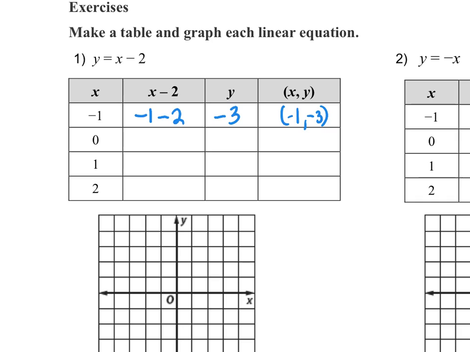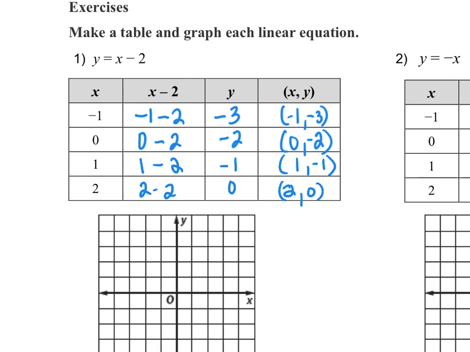The second point would be 0 minus 2, so it would be negative 2. And our point would be (0, -2). And then this point would be 1 minus 2, so negative 1. So our point would be (1, -1). And then we have 2 minus 2. We would get 0, so our point would be (2, 0).